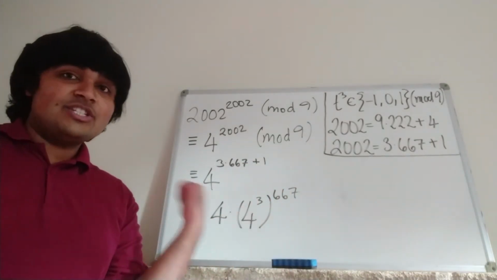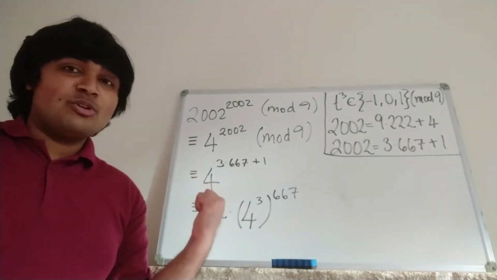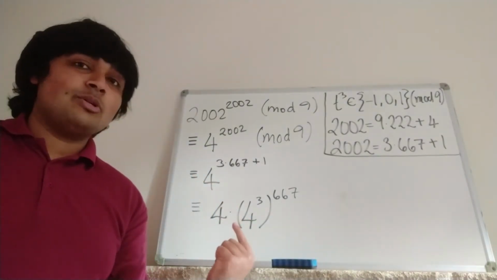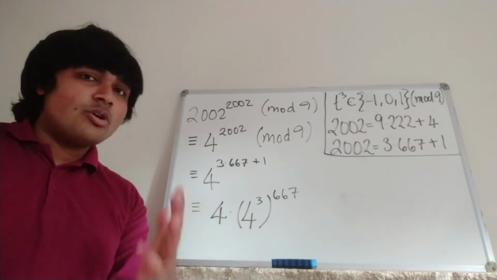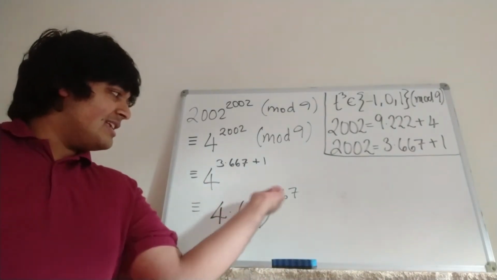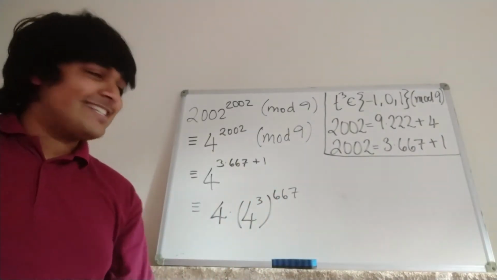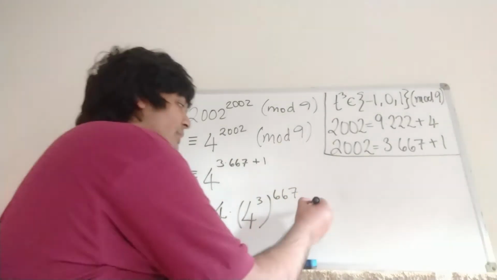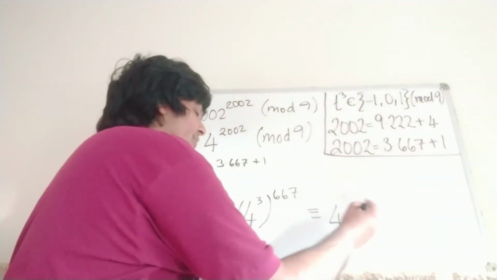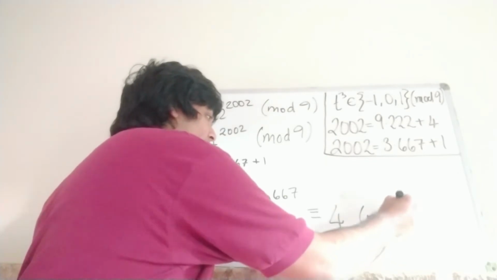Now 4 cubed is just 64, but when we look at that mod 9, remember 63 is a multiple of 9, so that means that 64 is congruent to 1 mod 9. So this is congruent to 4 times 1 to the 667, and of course 1 to the 667 is just 1, so all in all, this is just congruent to 4 mod 9.